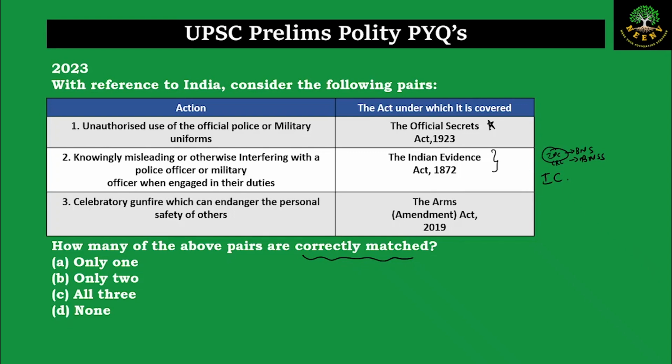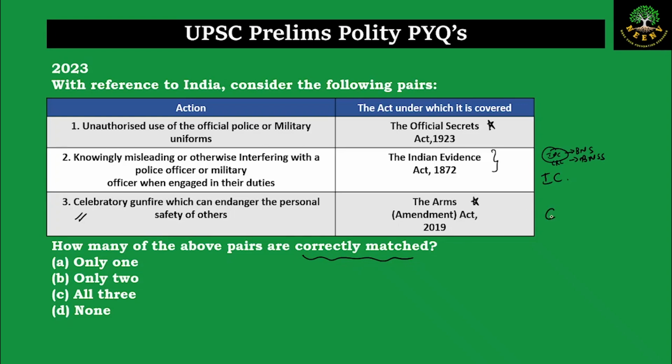Now look at statement number 3. Celebratory gunfire which can endanger the personal safety of others. Actually, this was an amendment which was there in the news, and the Arms Amendment Act actually penalized the celebratory gunfire, where people used to do gunfire during the marriages, processions, ceremonies, festivals. So that was penalized under the Arms Amendment Act of 2019.